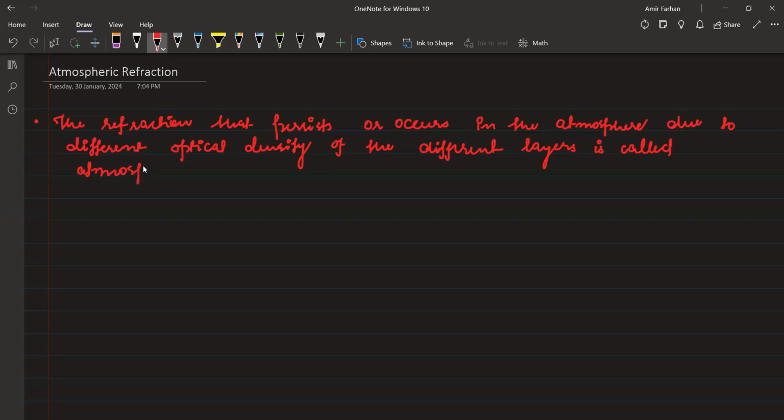This chapter is very easy. It's totally theoretical. Only one or two numericals can be there from the defects of eye. Other than this, there is no numerical. Only conceptual types of questions are there. That's why I have taken this topic last, because it is the simplest topic. I hope it's clear to you.